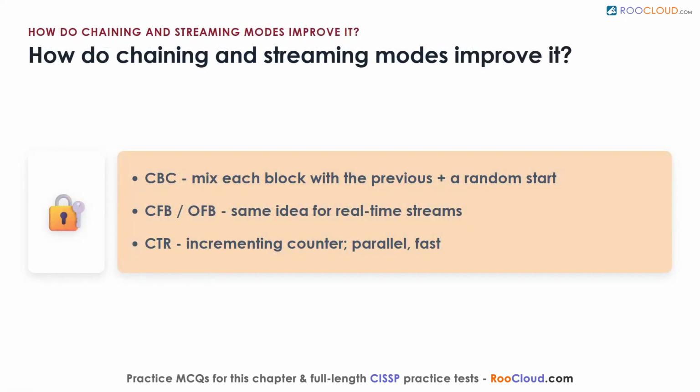How do the chaining and streaming modes improve on it? They break that predictability by mixing each block with something that changes. Cipher block chaining combines each block with the previous ciphertext using exclusive OR plus a random starting value, so repeats vanish. Its streaming cousins, cipher feedback and output feedback, apply the same idea to real-time data instead of stored blocks. Counter mode goes further, using a simple incrementing counter which lets it encrypt many blocks in parallel for speed. Think of numbering every page before you scramble them, so no two scrambled pages ever look alike.